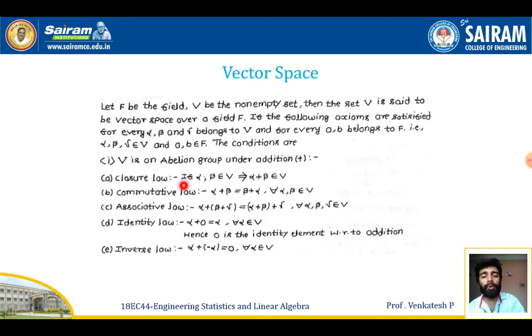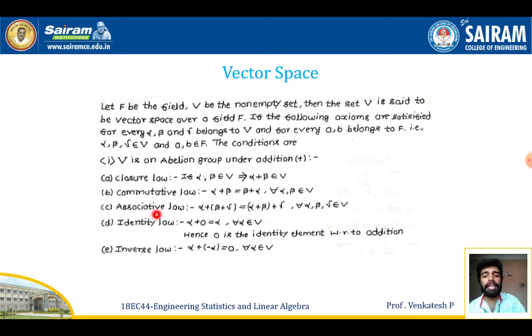The second one is the commutative law. Here also I am considering two elements, alpha and beta. So alpha plus beta must be equal to beta plus alpha, for all alpha, beta belonging to V. Next is the associative law. Here I am taking three elements alpha, beta, gamma, and the condition is alpha plus (beta plus gamma) must be equal to (alpha plus beta) plus gamma, for all alpha, beta, gamma belonging to the non-empty set V.